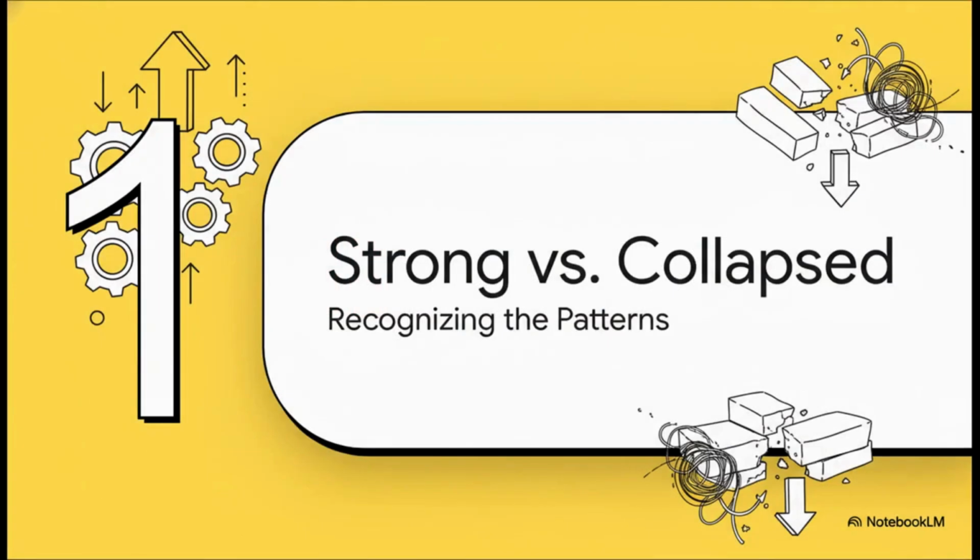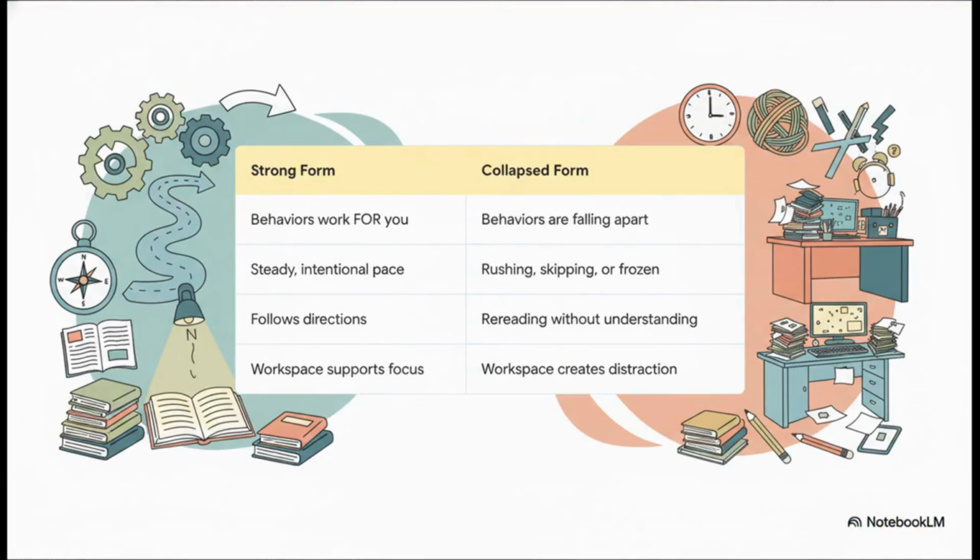All right, now let's break academic form down into two main patterns you can actually see in the moment. We'll call them strong form and collapse form. Just being able to recognize these is the very first step to making a positive change. Okay, so let's look at these two patterns. First, there's strong academic form.